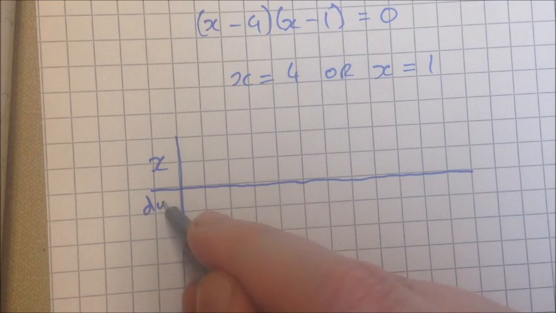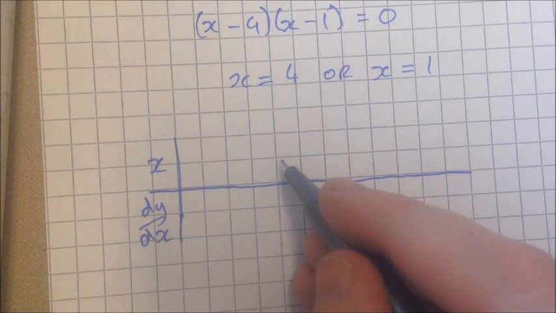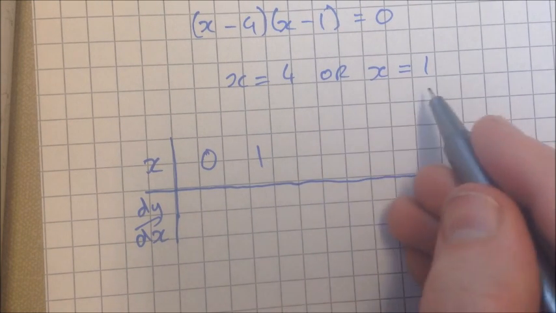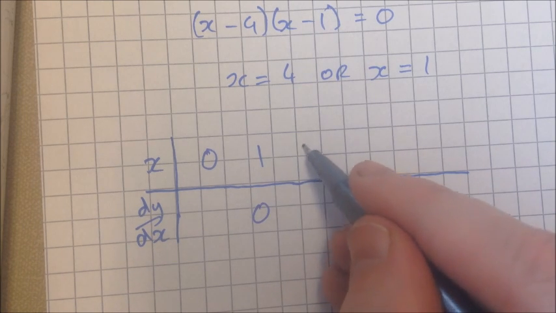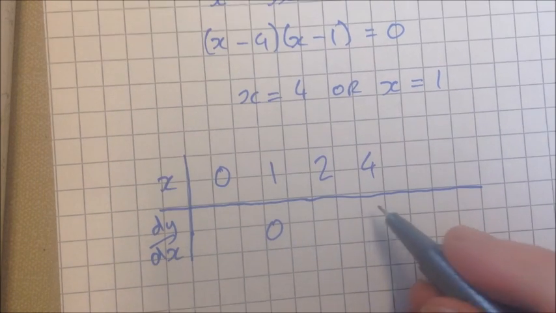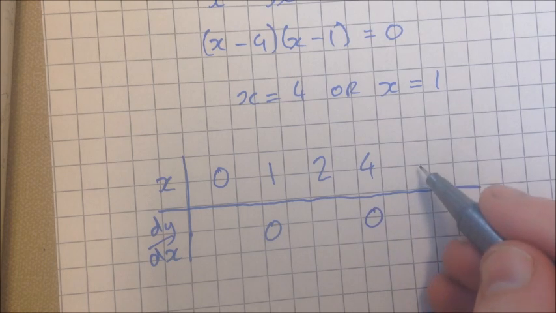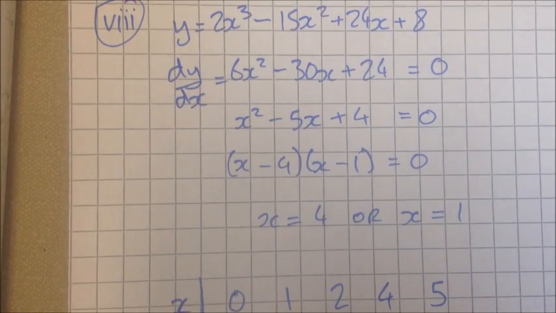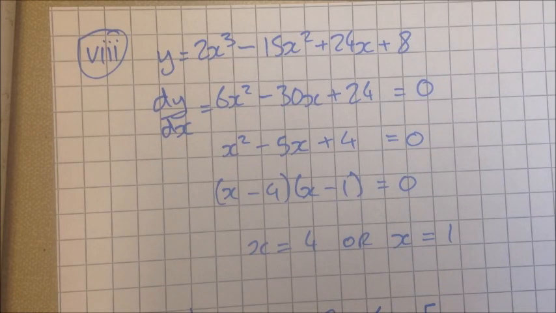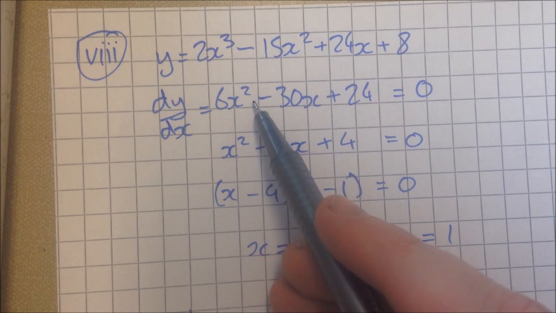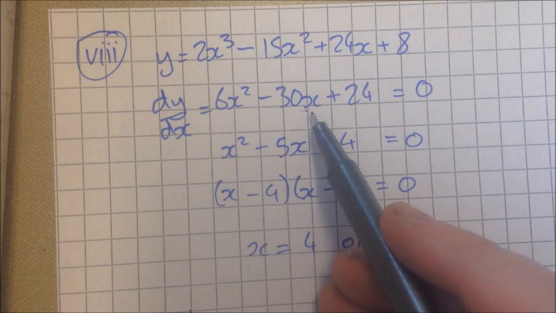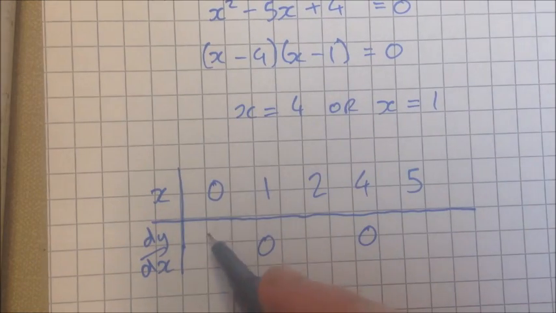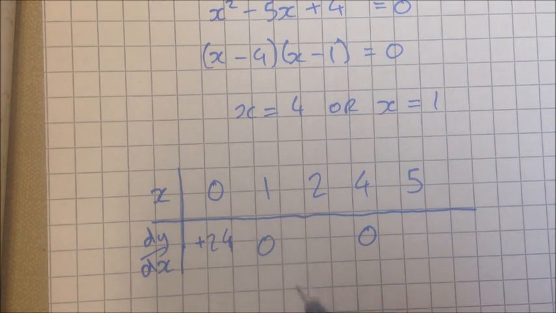So your values of x, your values of dy dx. So we're going to try 0. 1 we already know gives us a value of 0. Let's try 2. 4 we already know gives us a value of 0. Now let's try 5. So let's put this 0 back in. First of all, I get the impression this one's going to be easy. 6 lots of 0 squared is 0. Negative 30 lots of 0 is 0. This is 24. So it's going to be positive 24.